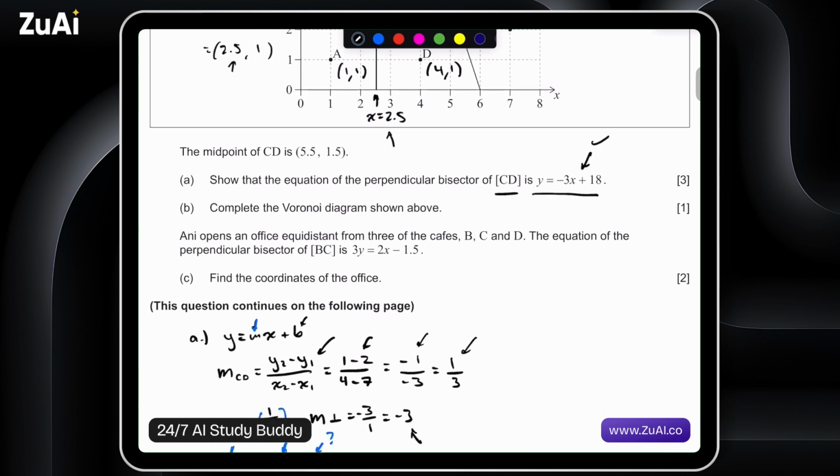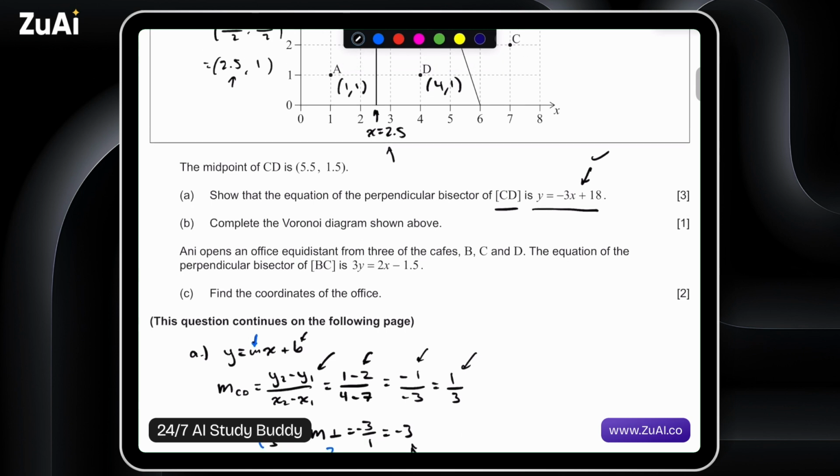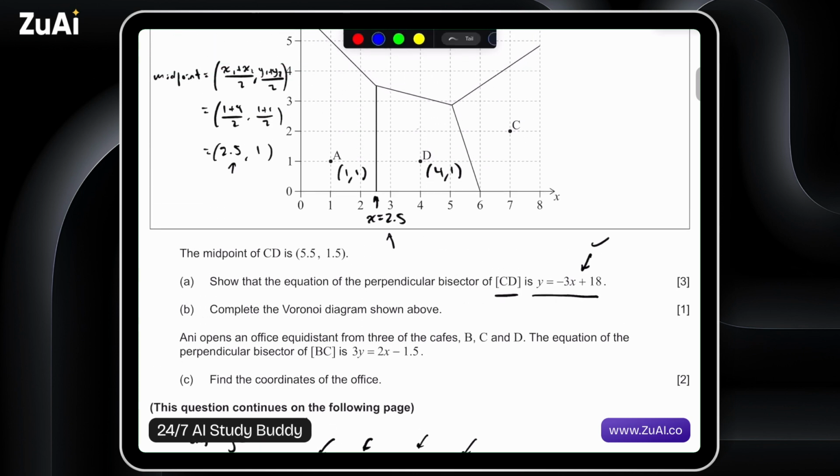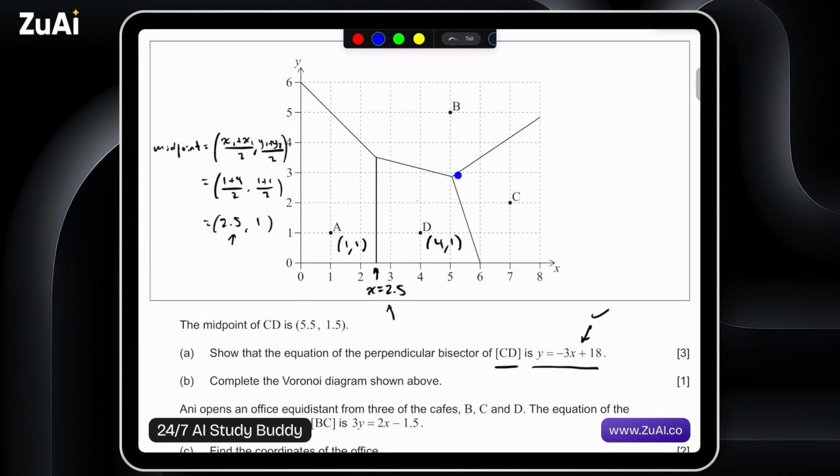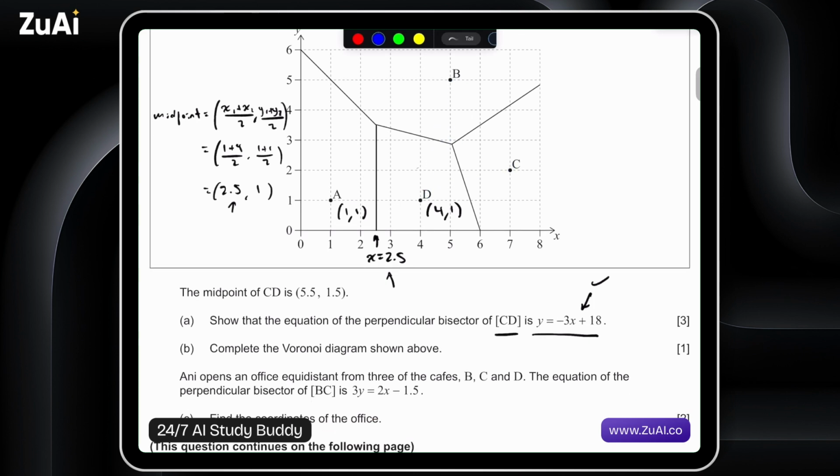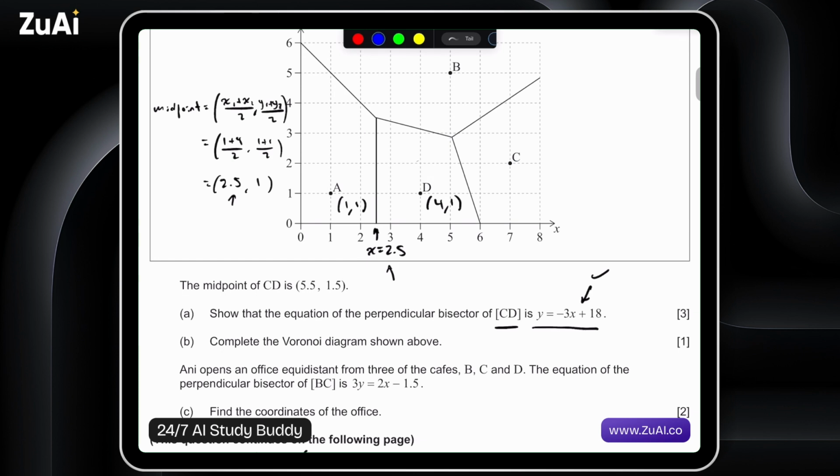Alright, Annie opens an office equidistant from 3 of the cafes, B, C, and D. So some point in equal distance between B, C, and D. The equation of the perpendicular bisector of BC, that's this line right here, is 3y equals 2x minus 1.5. Find the coordinates of the office.